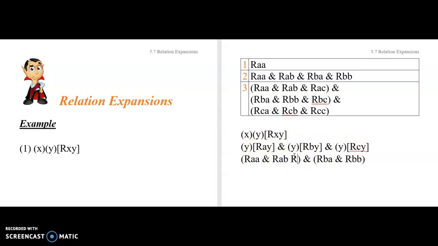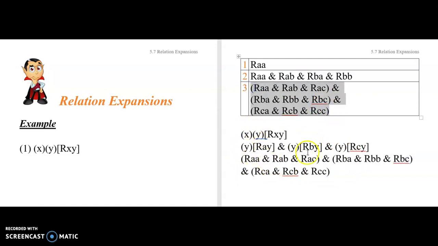So here I'm going to add my R and RAC, and this one's going to get my R and RBC, and then you're going to, of course, have all of the C cases. So now we're going to expand this one completely out. So you're going to have RCA and RCB and RCC. Okay, and that's the full expansion. This whole thing right here is what we have here.